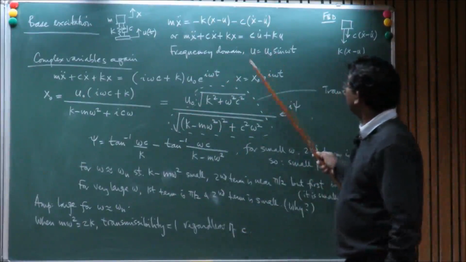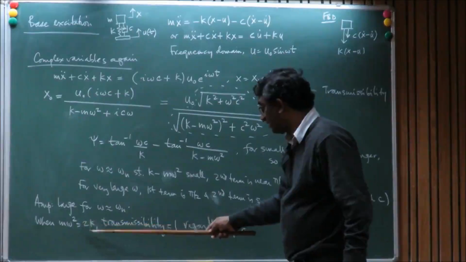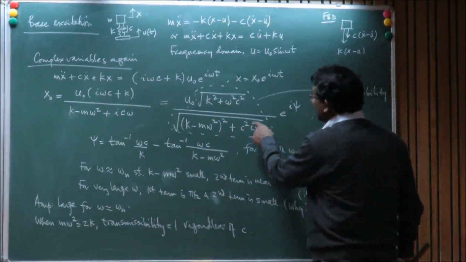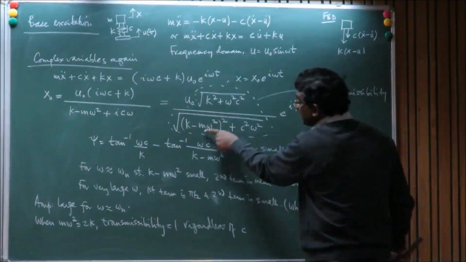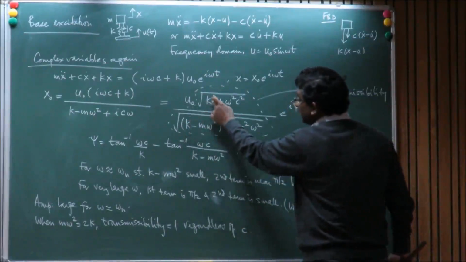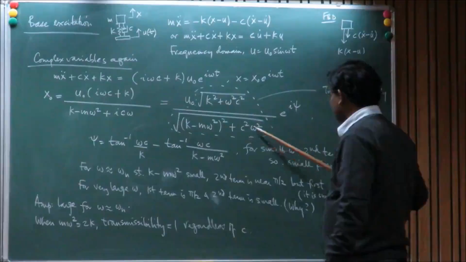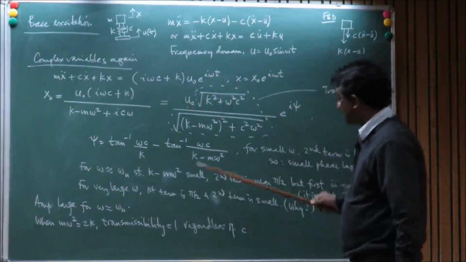A final point is that when omega square times m is equal to 2k, so you come over here, you see this c square omega square, they are the same, these two are the same. Over here you have k square. If m omega square is 2 times k, then this term equals that term, and what happens is the transmissibility is 1 regardless of the damping ratio. This is a peculiar feature of base excitation with linear viscous damping.